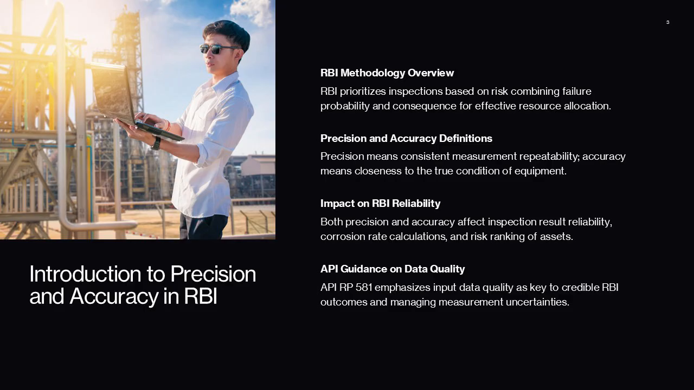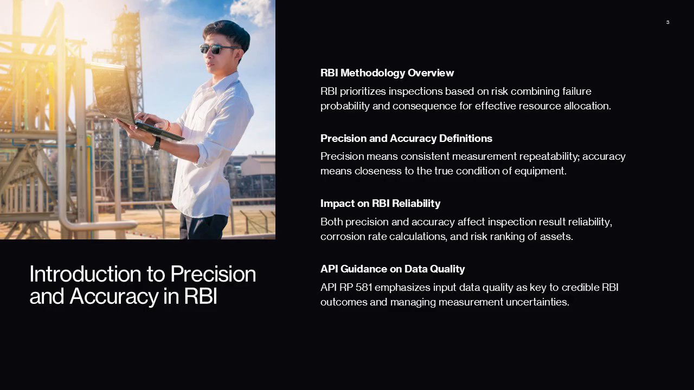Precision and accuracy directly influence the reliability of inspection results, corrosion rate calculations, remaining life estimates, and ultimately the risk ranking of equipment. According to API recommended practices, particularly API RP 581 and related RBI guidance, the quality of input data is one of the dominant factors affecting the credibility of RBI outputs. Precision refers to the consistency or repeatability of measurements, while accuracy refers to how close those measurements are to the true or actual condition of the equipment.